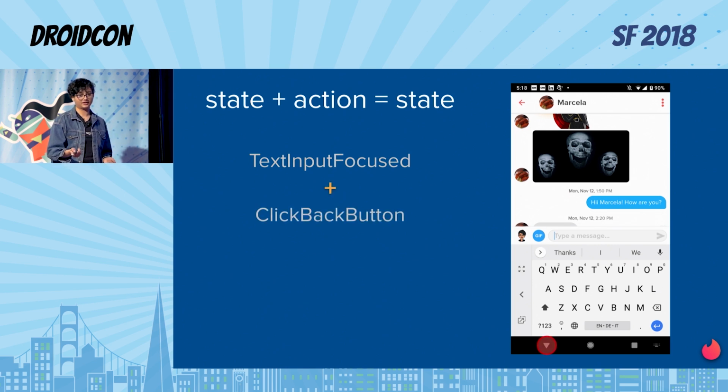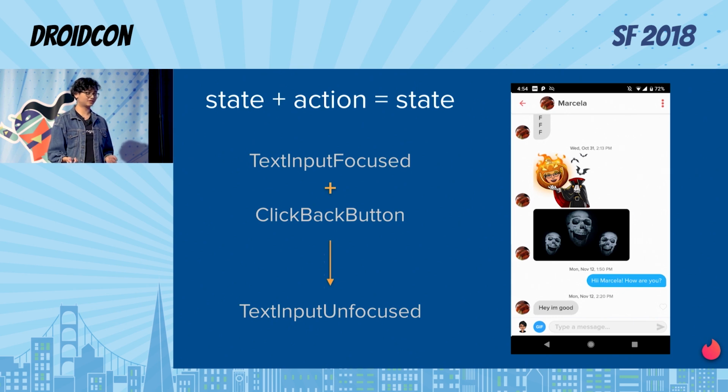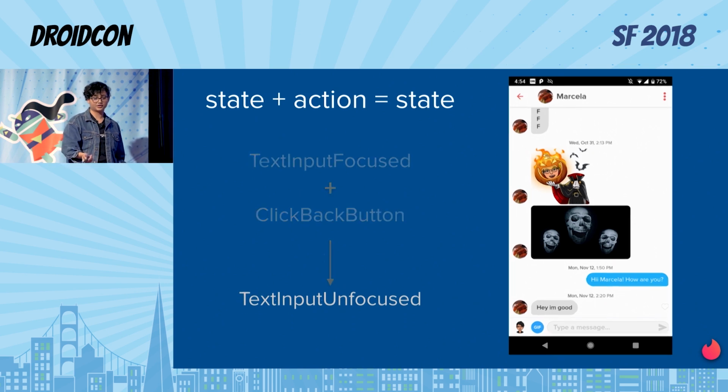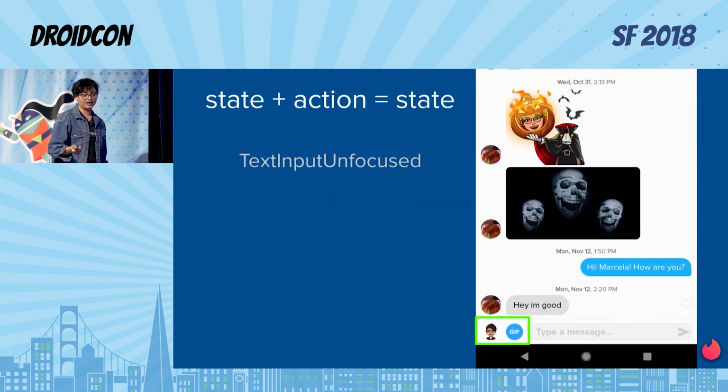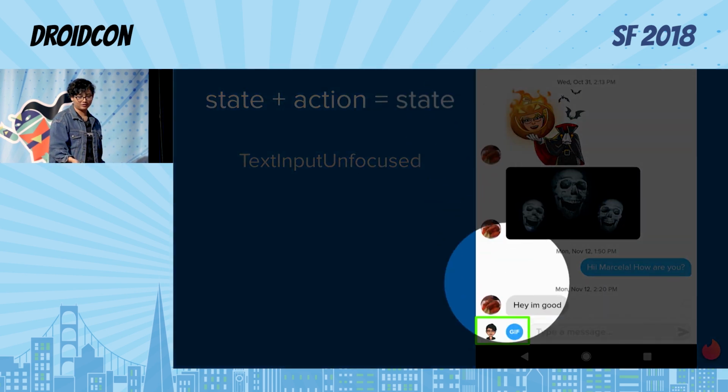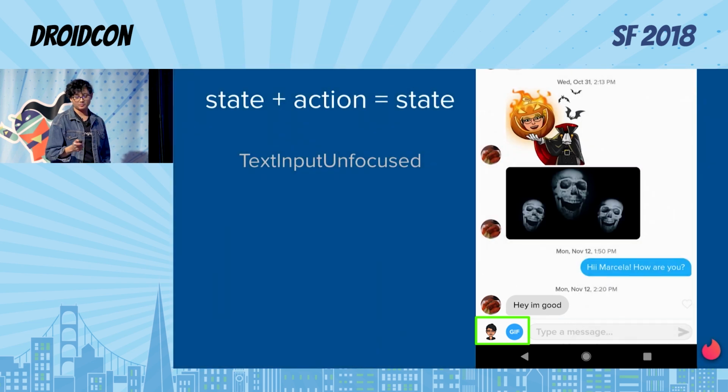Let's click on the back button here. That's going to clear focus on the edit text, bring down the keyboard, and we're back to where we started with the text input unfocused state. Now, if you were watching this like a hawk, notice this area right here with the green box.